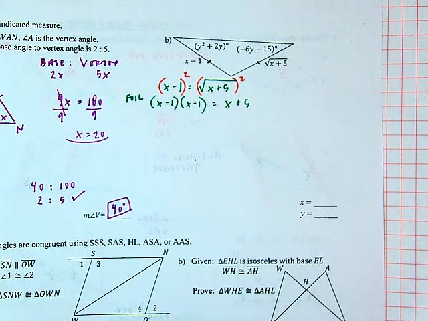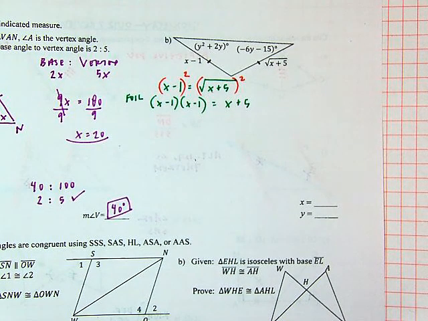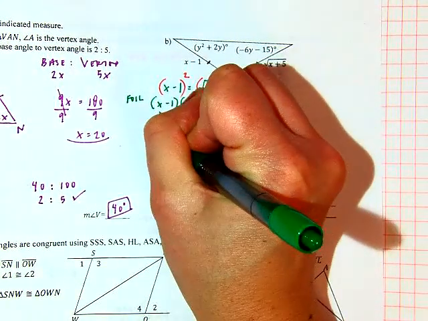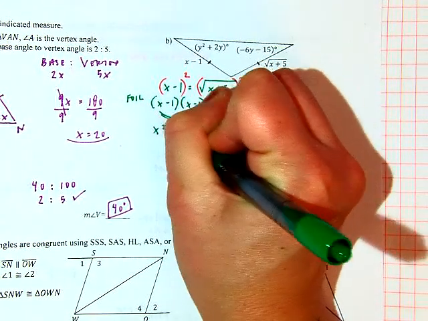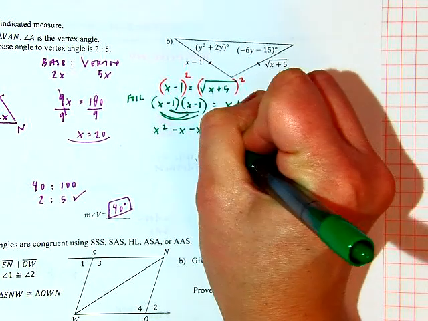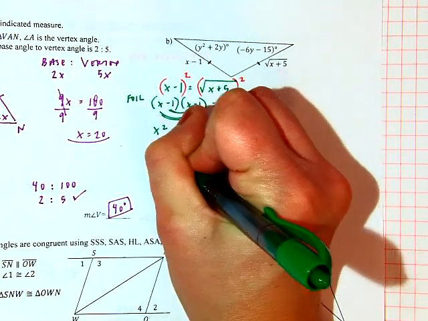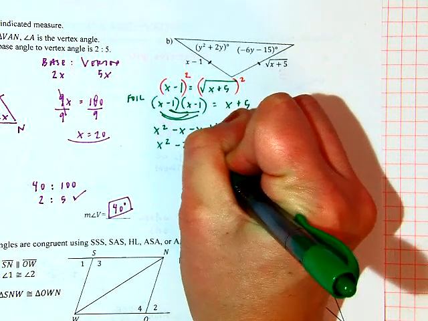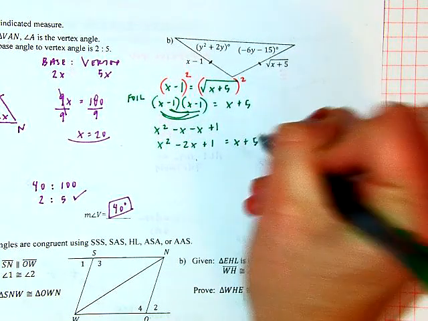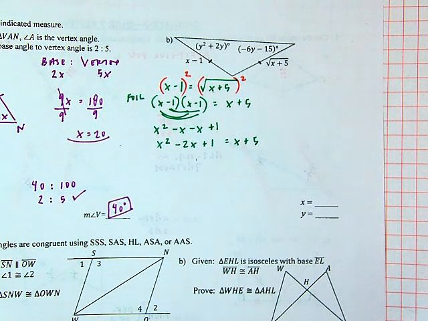So right now I have x minus 1 times itself equal to x plus 5. If I FOIL this out, here's my first, here's my outer, here's my inner, and here's my last. If I clean that up, I have x squared minus 2x plus 1, all equal to x plus 5. So I see it's a quadratic equation.